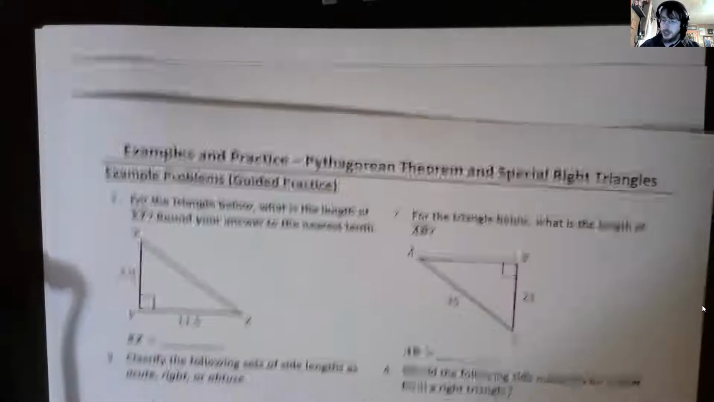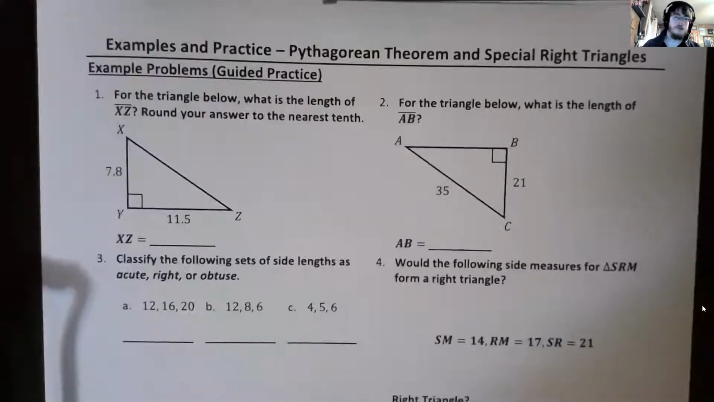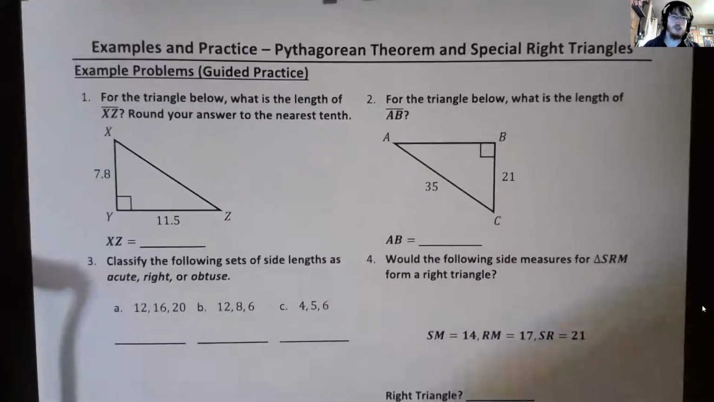Okay, so let's look at number 1 here. Number 1 says, for the triangle below, what is the length of line segment XZ? Round your answer to the nearest tenth. So anytime that you do any of these problems, you need to make sure that you identify first off, how many sides you have, if you have a special right triangle or not, and then how to best set up the equation.